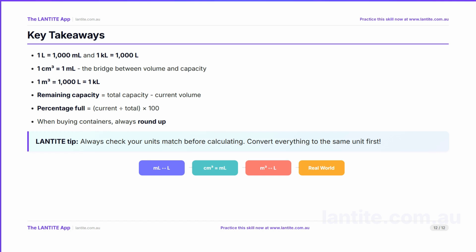Let's recap the key points. 1 liter equals 1,000 milliliters, and 1 kiloliter equals 1,000 liters. The critical bridge between volume and capacity is that 1 cubic centimeter equals 1 milliliter. 1 cubic meter equals 1,000 liters. Remaining capacity is total capacity minus current volume. To find percentage full, divide the current amount by the total and multiply by 100. And when a question asks how many containers you need, always round up. For the LANTITE, the number 1 tip is to make sure all your units match before you start calculating. Good luck with your practice.